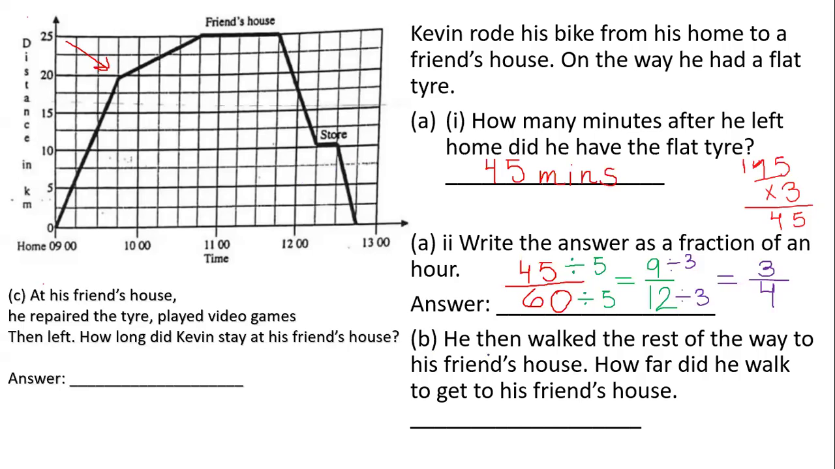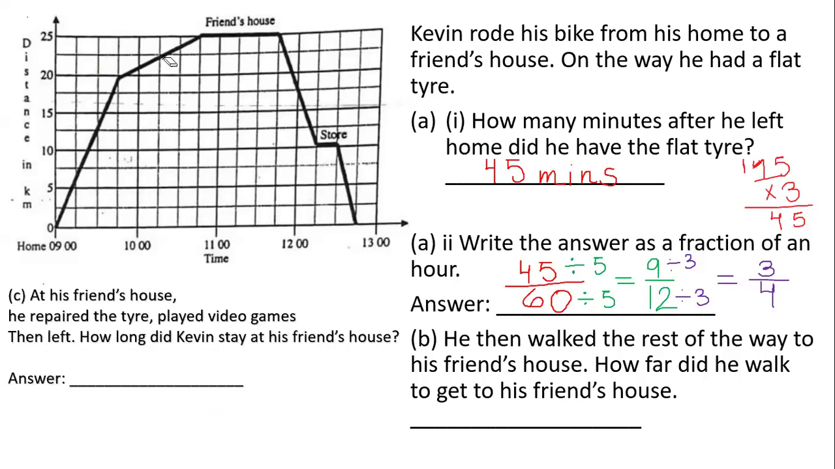Antoine read B. He then walked the rest of the way to his friend's house. How far did he walk to get to his friend's house? Very good. Say it again. How far did he walk to get to his friend's house?